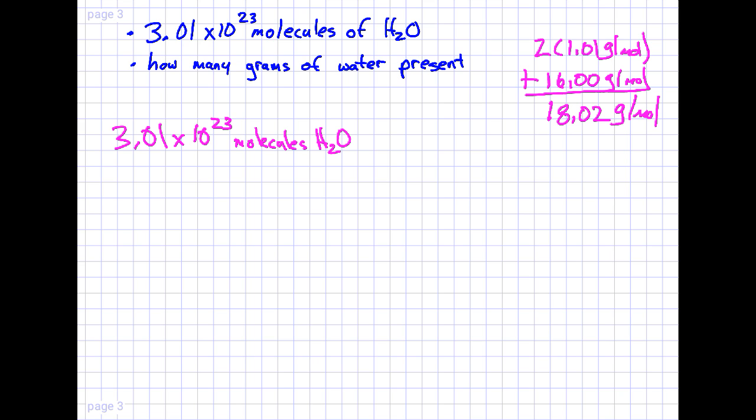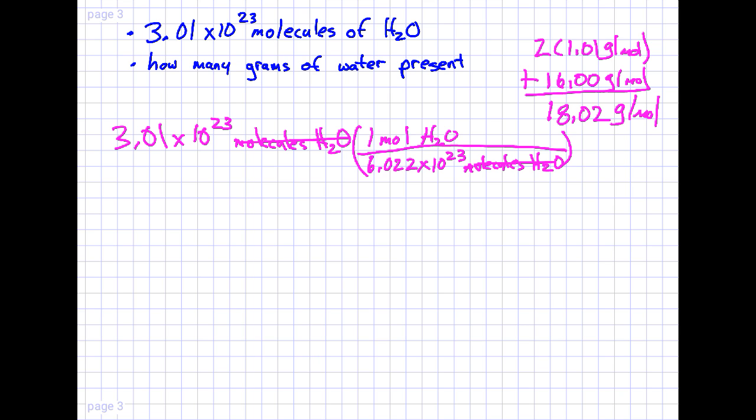So what we're going to try to do now is we need to convert from molecules, and we can go from molecules to moles. So in this case, moles will go in the numerator, and we're going to have to divide by Avogadro's number. So 6.022 times 10 to the 23rd molecules of water. Then we'll see that our molecules of water cancel out. We're left with units of moles.